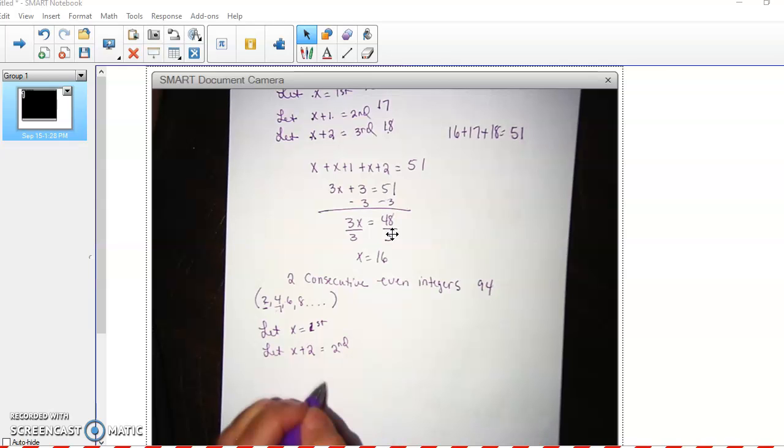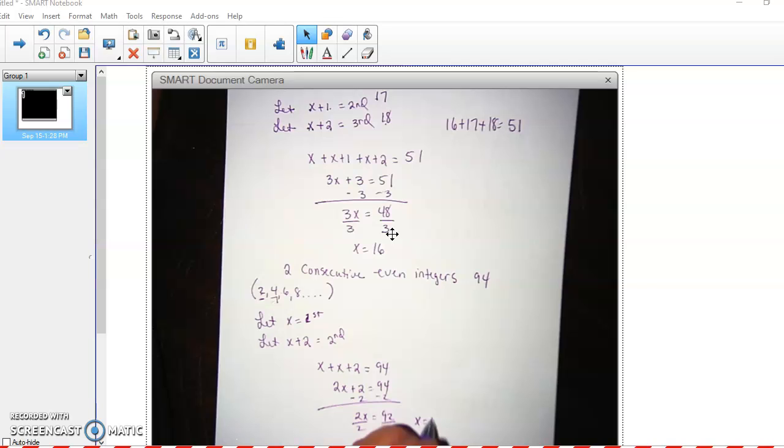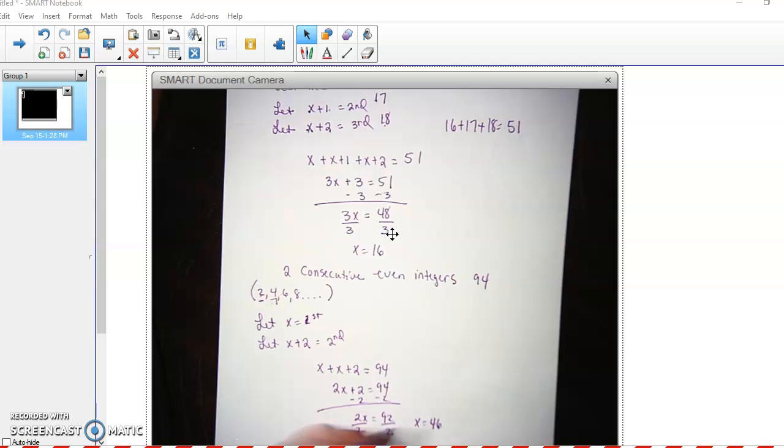So now I'm going to say x plus 2 equals 94. So I get 2x plus 2 equals 94. Subtract 2. Let's divide by 2. And x equals 46. Okay, that's an even integer.